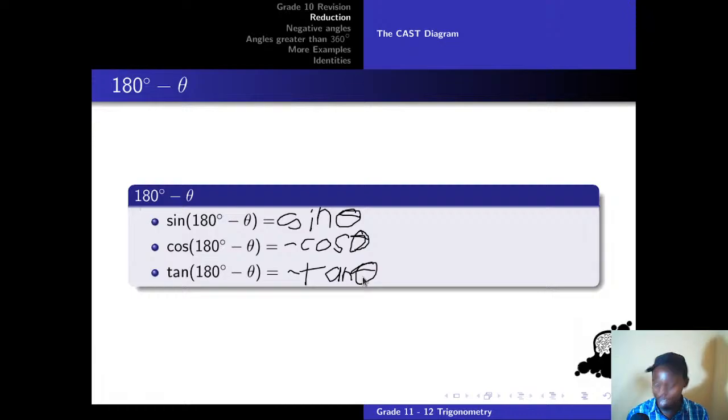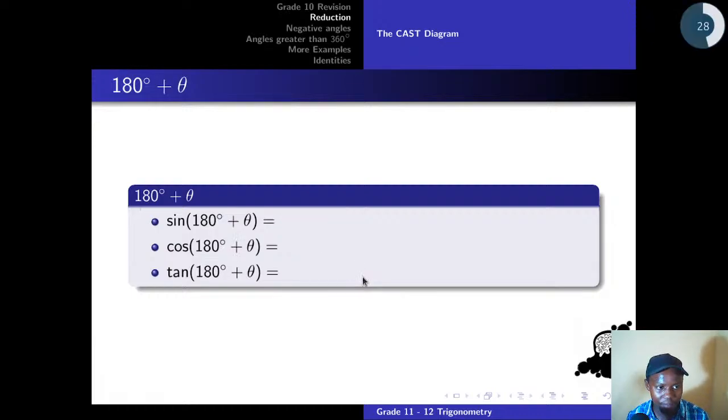Right, and this is how we would go about solving questions related to 180 degrees minus theta. Because 180 degrees minus theta is in the second quadrant, it means only sine is positive in the second quadrant. Cos and tan are negative.